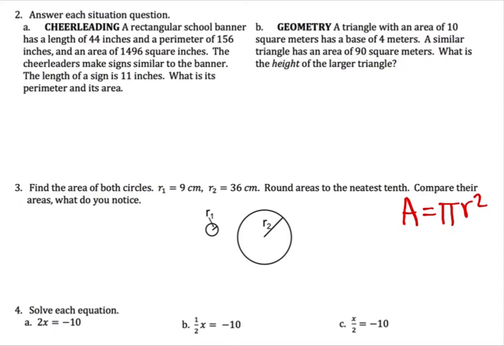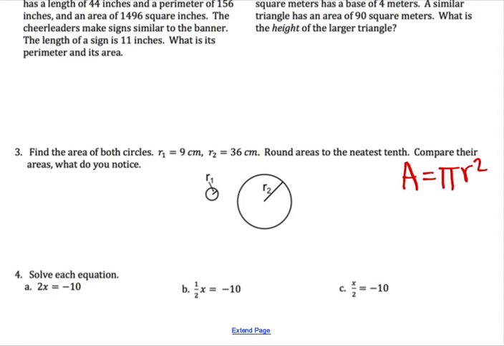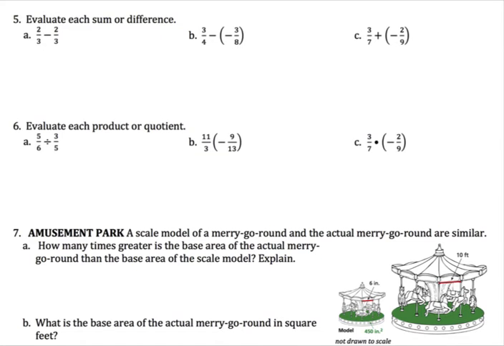Now radius 1's 9. So you know that'll be pi times 9 squared. And radius 2 is 36. That's pi times 36 squared. That's kind of what you're looking at doing there. And then round to the nearest tenth and then compare. Number 4, you're going to solve each equation. Okay, nice review. Number 5, find each sum or difference. So that's adding and subtracting fractions. Number 6, you're dividing fractions.